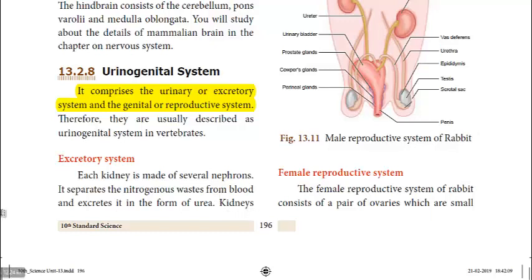Excretory system, we will study separately. Each kidney is made up of several nephrons. It separates the nitrogenous waste from the blood and excretes it in the form of urea. So what is the nitrogenous waste material of rabbit? Urea.